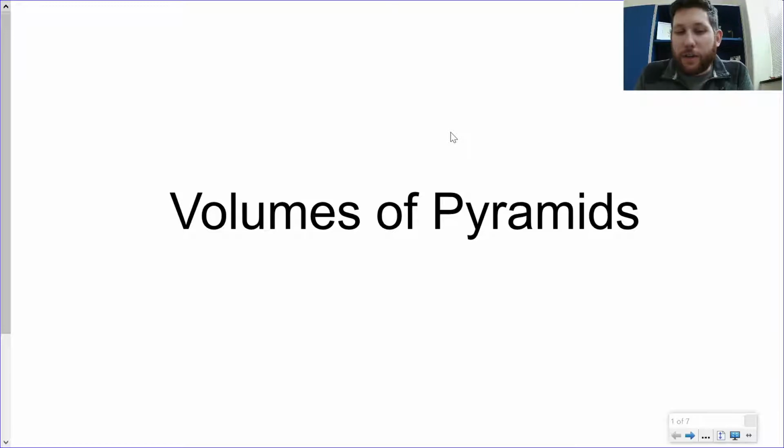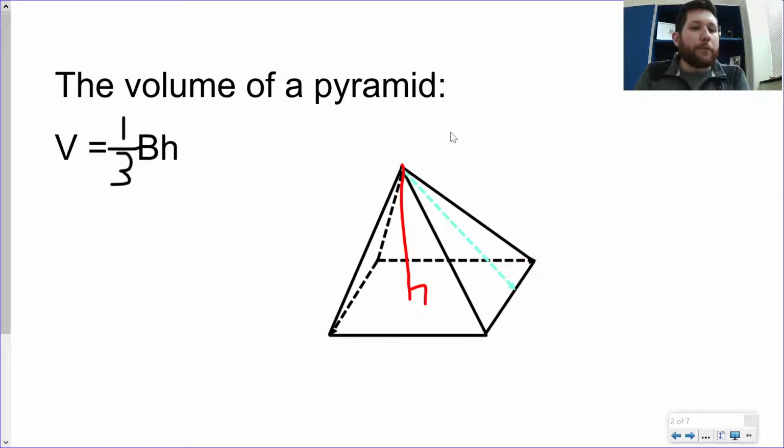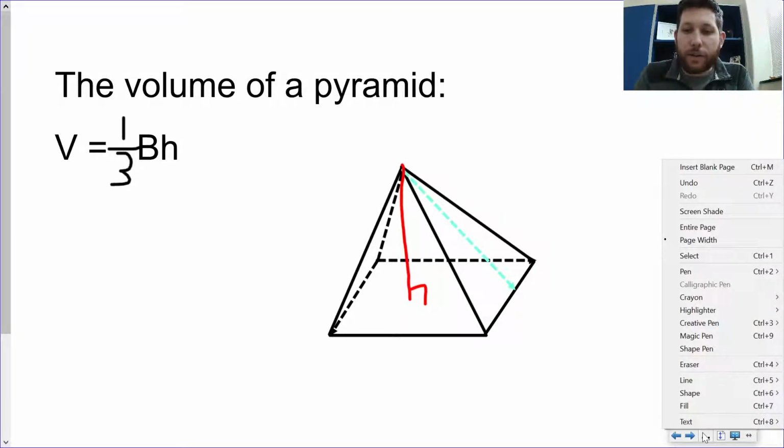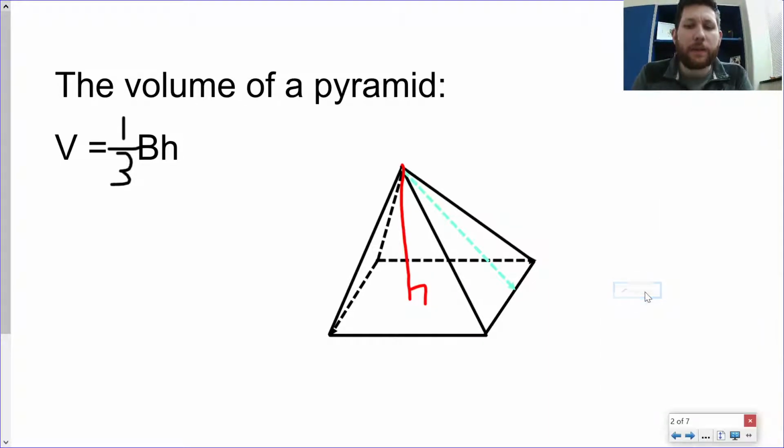We're going to take a look at volumes of pyramids. And here's your formula. The volume of a pyramid is equal to 1/3 times base times height. And again, remember, this capital B is the area of the base. So whenever we see this capital B, that means not just, sometimes people are like, oh, well, that's the base, but they don't know what that means.